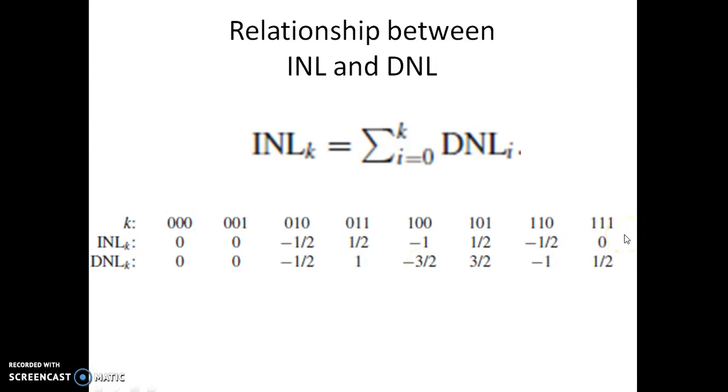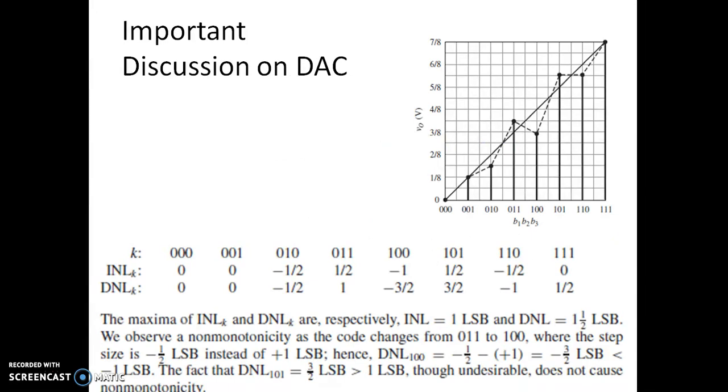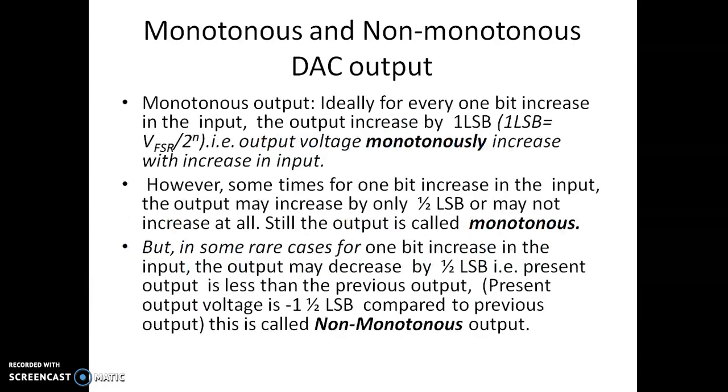Whereas while increasing, the increment can be 0, it can be half LSB, it can be 1.5 LSB, it can be 2 LSB also. But it will still be called monotonous. But if the output decreases by more than 1.5 LSB, we call it non-monotonous output.